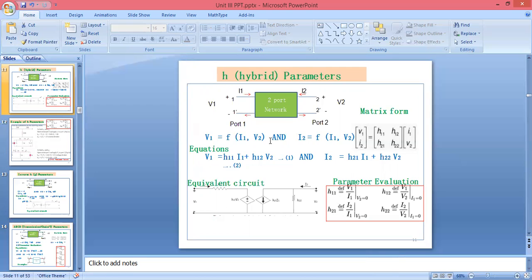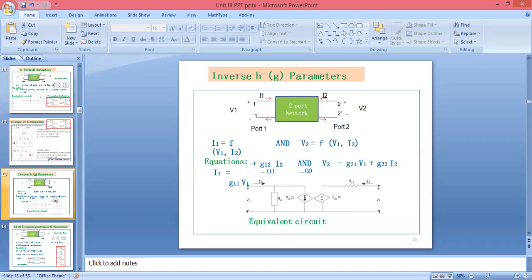How? We can consider one independent variable as 0 volt or 0 ampere. If there is a value of V2, we can consider V2 as 0 volt. If you consider V2 as 0 volt, you will get the equations for H11 and H21. The same equations I have used, these two equations 1 and 2, I have used to derive the values of these. Or we can make these equations from this matrix also, because all have the same meaning. We can write in the form of linear equations, or in the form of a matrix. And this is the equivalent circuit. Port 1 will behave as Thevenin and port 2 will behave as a Norton equivalent circuit.